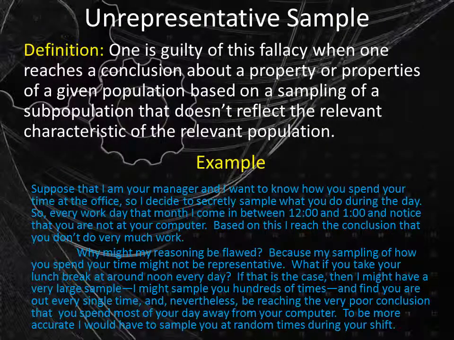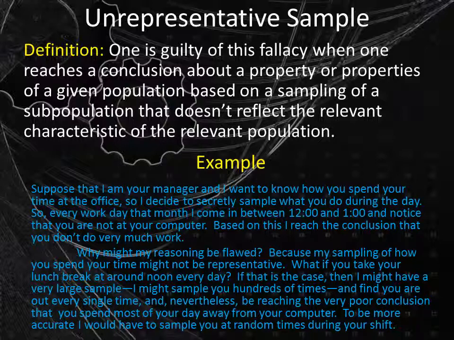Here's another example for variation. Suppose that I am your manager and that I want to know how you spend your time at the office. To do this, I decide to sample what you do during the day. So, every workday that month I come in between 12 noon and 1 p.m. and I notice that you are never at your computer like you should be. Sometimes you are chatting with people, sometimes you are at the soda machine, sometimes you are not at the office at all. I reach the conclusion that you are a terrible employee and I start writing up your pink slip. How might my reasoning be flawed here? Any ideas?